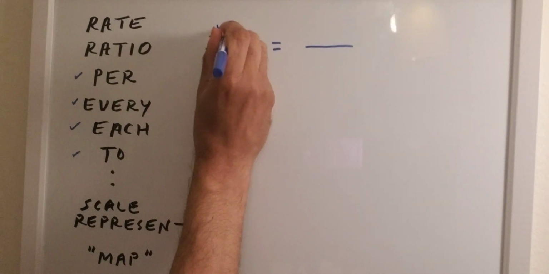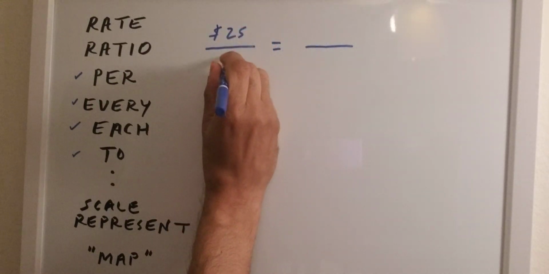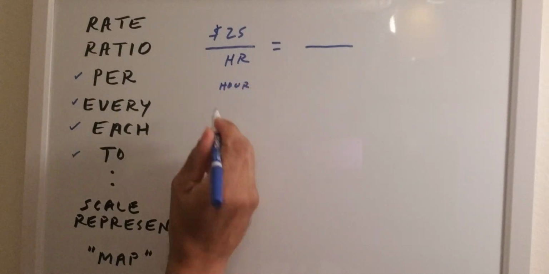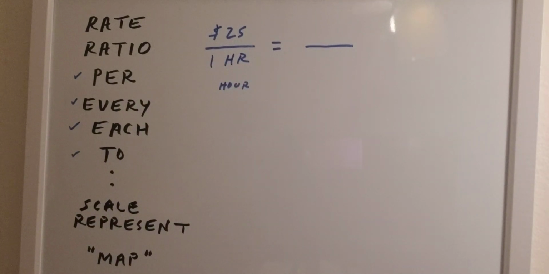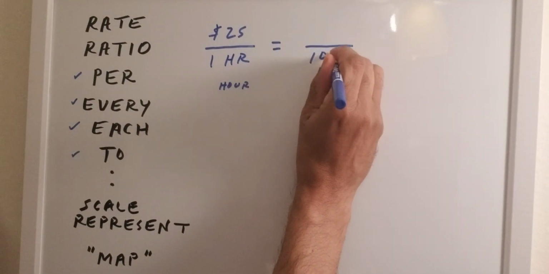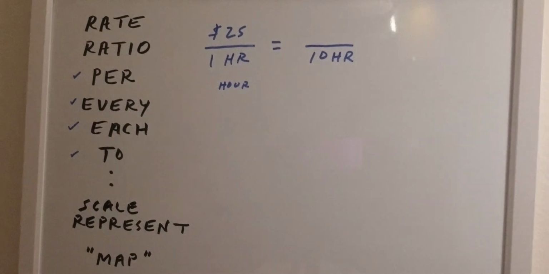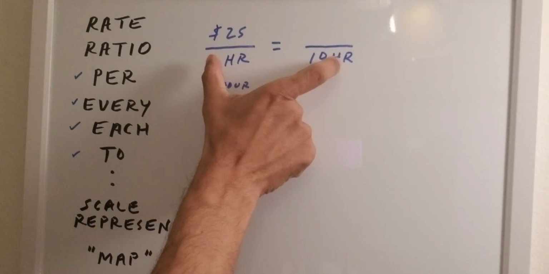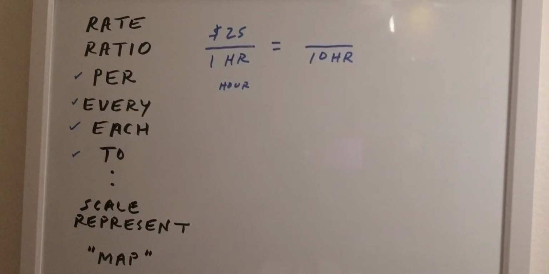An example is $25 per hour. The use of the word hour, 1 hour. Now, how much money will the person make in 10 hours? We will put 10 hours in the denominator to have the units hour and hour both match up in the same location, the bottom of the fraction. The top of the fraction or numerator will represent the money. That's a setup for your proportion.